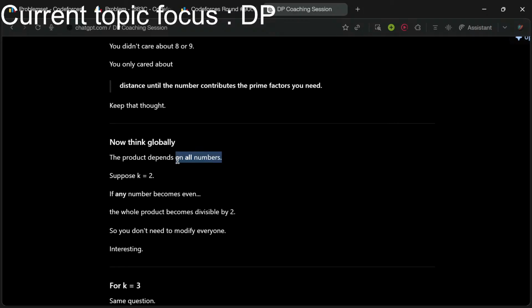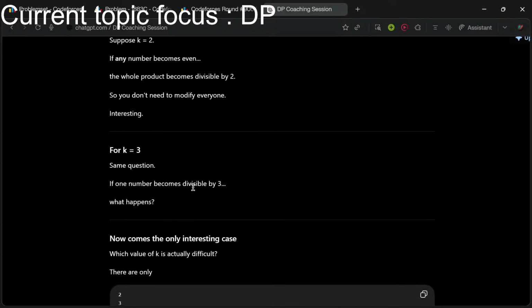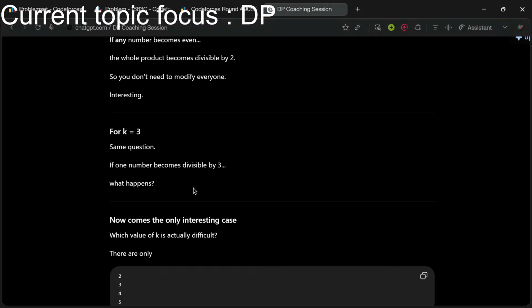Depends on all numbers. Okay. Suppose k is equal to 2, and if any number becomes even, the whole product becomes divisible by 2. So you don't need to modify every one. Okay. So k is equal to 3, same question. If one number becomes divisible by 3, what happens? I think what happens is I need to make one element divisible by 3, and that way the whole product becomes divisible by 3.